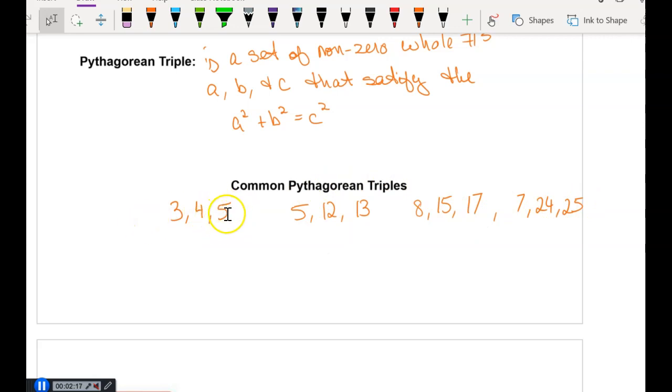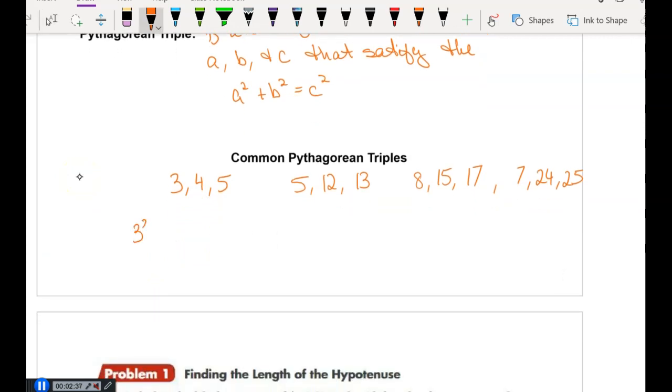So in this one, it would be 5. In this next one right here, it would be 13. What do you notice about all of these numbers? It's the largest number in each set. So let's take a look.